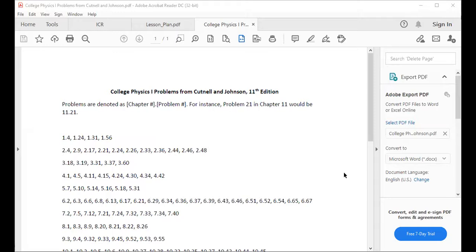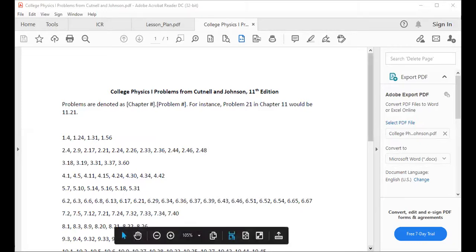Now, Cutnell and Johnson is our book. I'll talk about that in a moment. I wrote the book down. It's Cutnell and Johnson 11th edition. I'll actually hold the book up to my camera in a little bit. But in Cutnell and Johnson, what we're going to cover is the first 17 chapters.